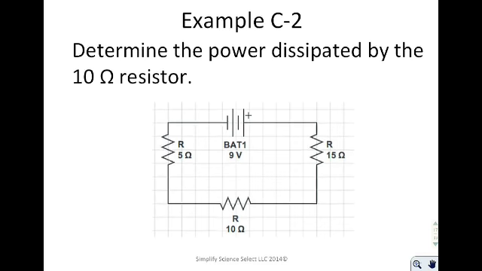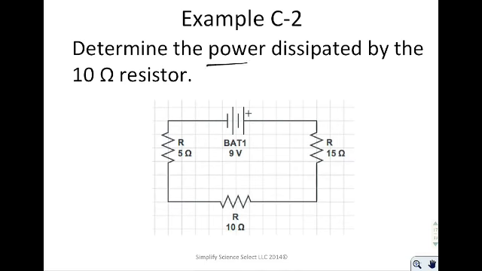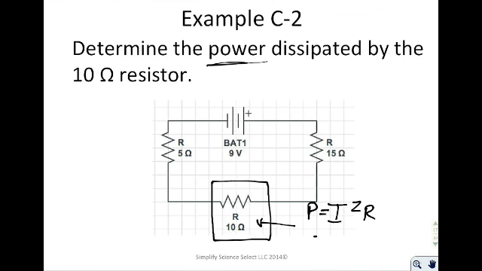Now this one says determine the power dissipated by the 10 ohm resistor. Okay, so when I look at this 10 ohm resistor, I have a couple of choices. For this one particular 10 ohm resistor, I'm trying to solve for the power. Now we have several equations that deal with power, and you can do these any which way you want. The first equation is P equals I squared R. The second equation is P equals V squared over R. And then you can also use the equation P equals IV, depending on what you want to do.